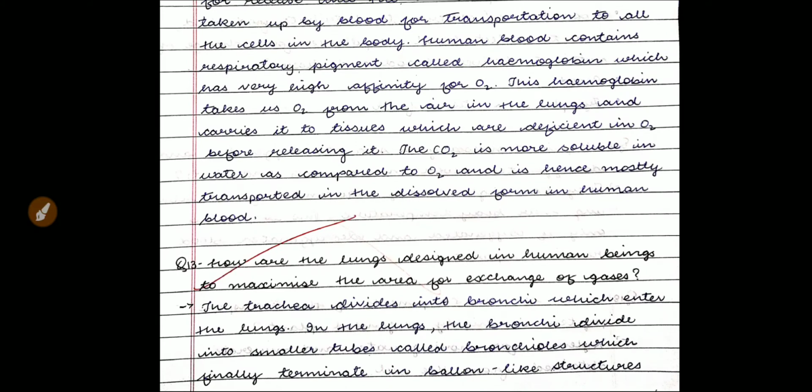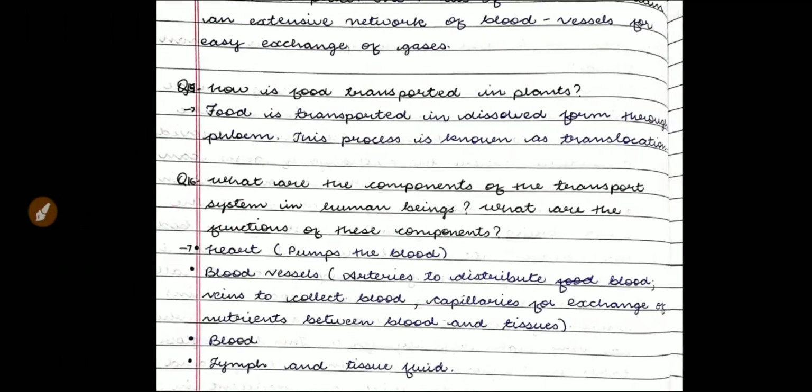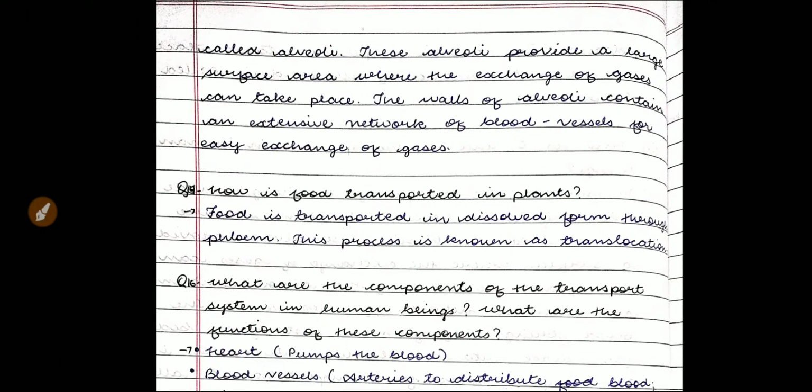How are the lungs designed in human beings? To maximize the area for exchange of gases. The trachea divides into bronchi, which enter the lungs. In the lungs, the bronchi divide into smaller tubes called bronchioles, which finally terminate into balloon-like structures called alveoli. These alveoli provide a large surface area where the exchange of gases can take place. The walls of alveoli contain an extensive network of blood vessels for easy exchange of gases.